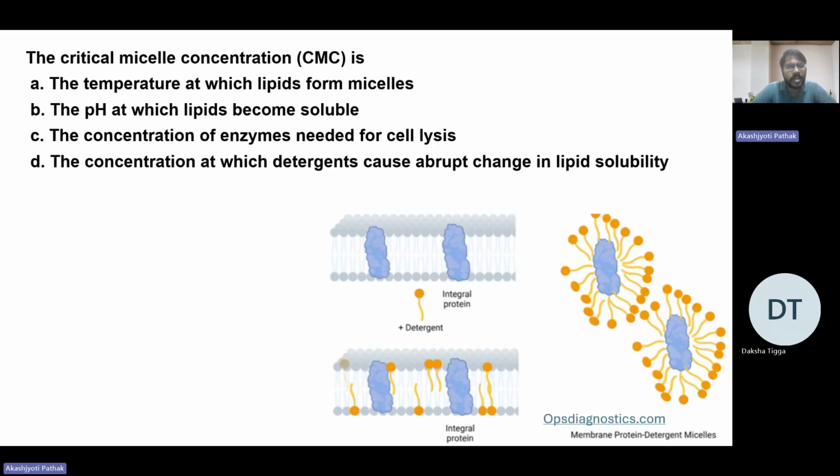Now, the critical micelle concentration, what is it? It is that particular concentration of detergent which will cause an abrupt change in lipid solubility. So you see here, this is your cell membrane. Your cell membrane has the phospholipid bilayer, and the cell membrane also has integral membrane proteins. So what is done? These detergents are added. Once the detergents are added, they will form a micelle structure around the integral proteins and also around the phospholipid bilayer. So the solubility of the lipid will change abruptly, and the contents within the cell can be extracted.